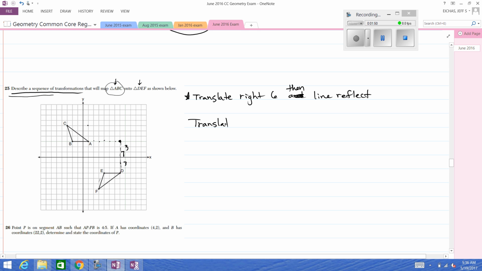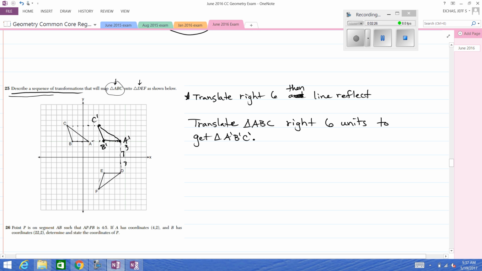We're going to specifically say translate triangle ABC right 6, and you don't have to say up or down, because we're going to get triangle A prime, B prime, C prime. Okay, so there's A prime, B prime, C prime. Hopefully you have a straight edge to do a little better job with it.